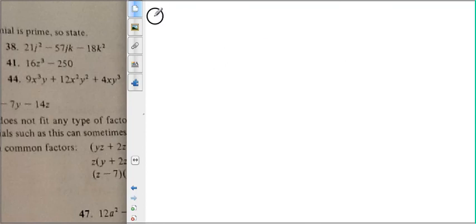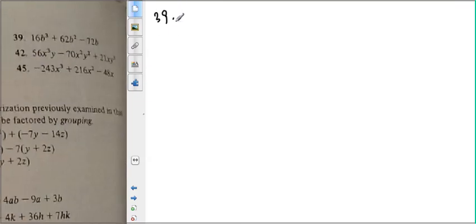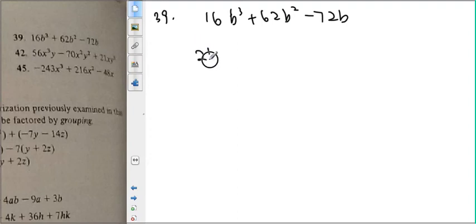Number 39. 2b to the third power plus 62b squared minus 72b. So here it seems 4 is common, no, just 2. So why don't we factor out 2b? Then we have 8b squared plus 31b minus 36. Then let's see.